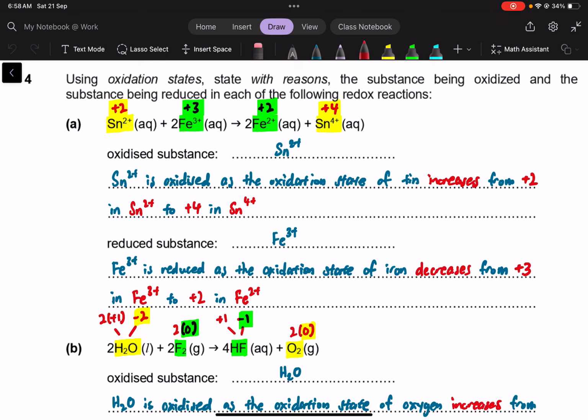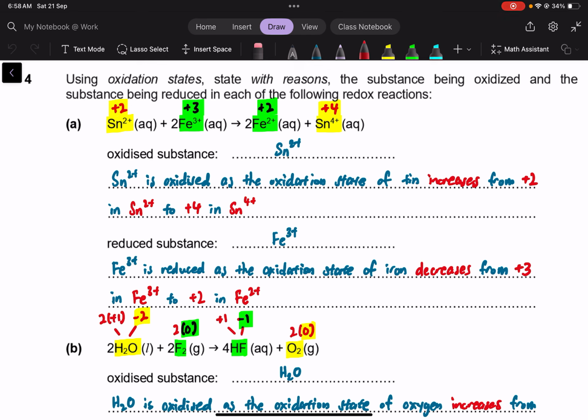Okay, so for part A, Sn2+ is the tin(II) ion, which reacts with 2 Fe3+ ions to form Fe2+ ions and the Sn4+ ion. So as we can see, based on all the charges of the ions, we can determine the oxidation state directly from it. So it will be +2, +3, +2, and then +4.